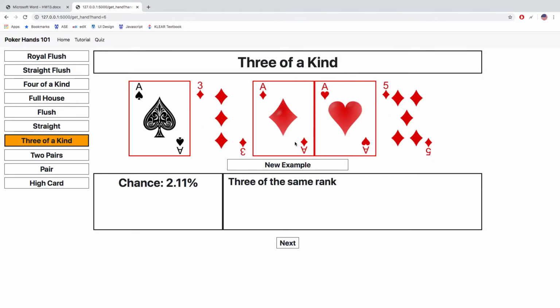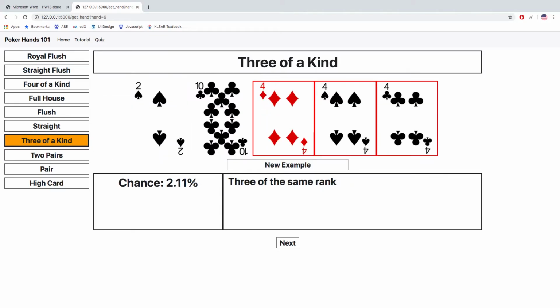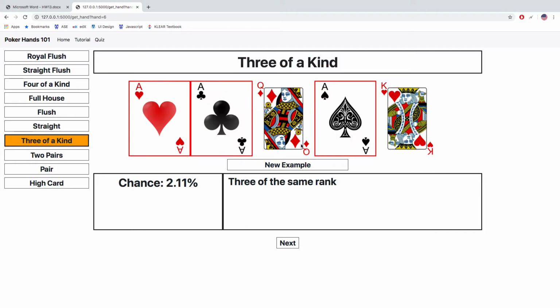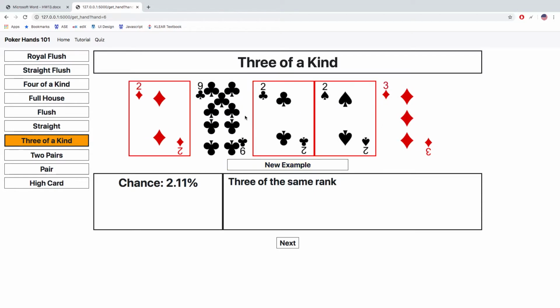3 of a kind, 3 of the same rank. Okay, the chance is like half of 2 pairs, and okay, I think it's pretty self-explanatory from the name. There's 3 of 5, 3 of aces. Okay, and these 2 must not matter because there's nothing around them.